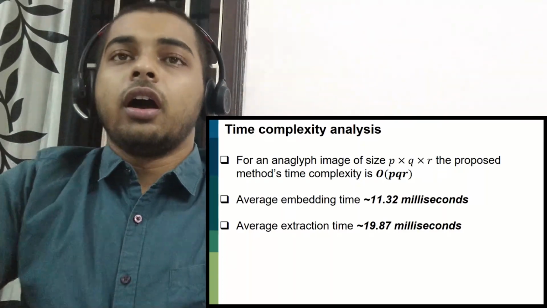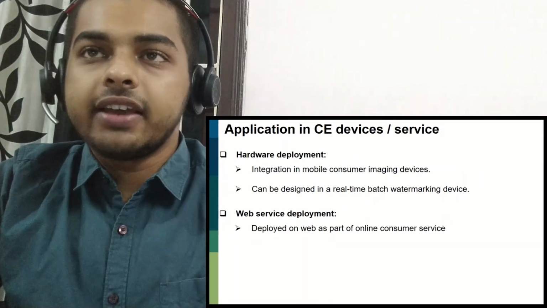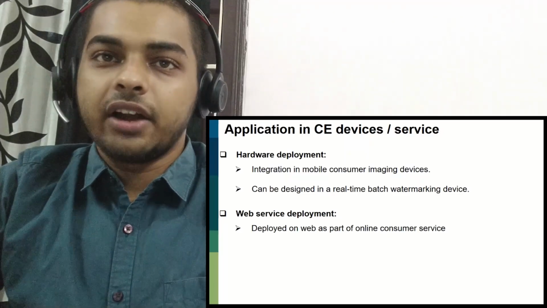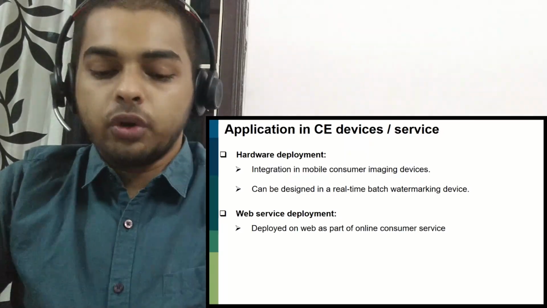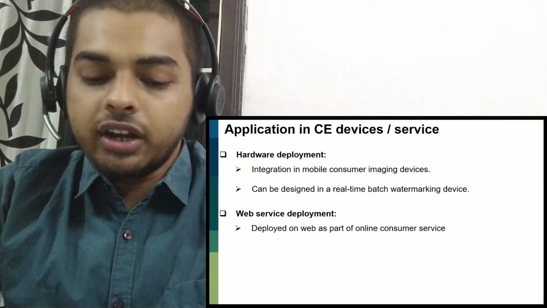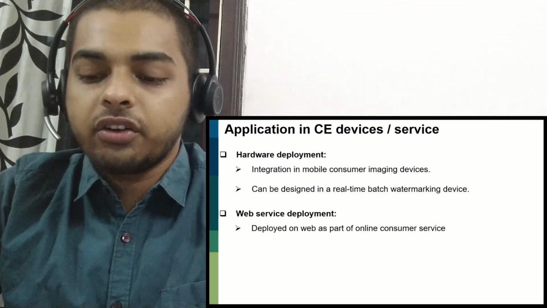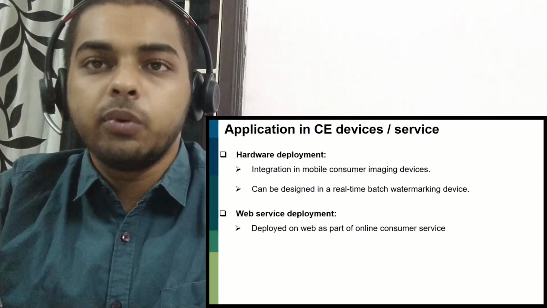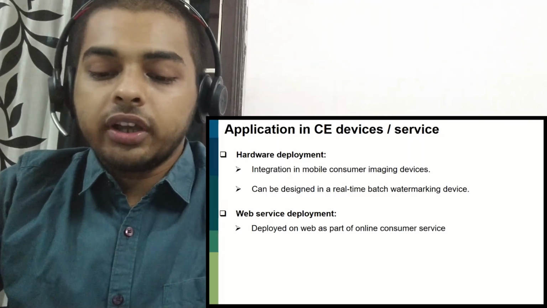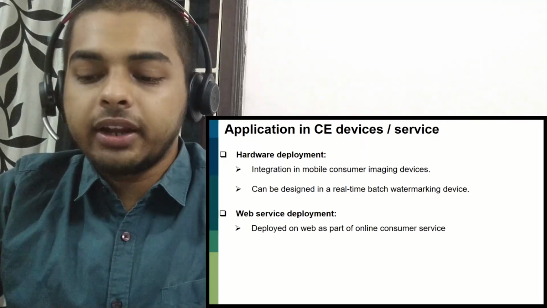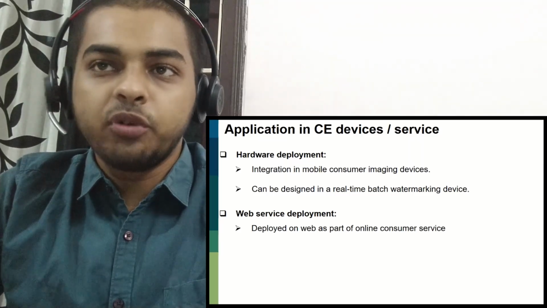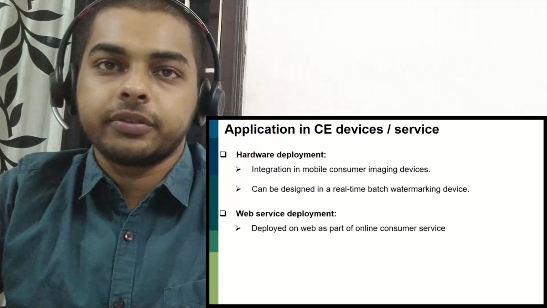So, the application of the proposed watermarking scheme in CE devices or services. I have categorized it in two parts. One is hardware deployment and one is web service deployment. In hardware deployment, the proposed method, having a high visual signal quality, can be integrated easily in mobile consumer electronic devices like handheld 3D cameras, Blu-ray players, DVD players, 3D video game consoles, etc. And it also can be designed to form a batch watermarking device for watermarking several 3D images simultaneously. This can be really helpful for our industrial consumer electronics consumers.